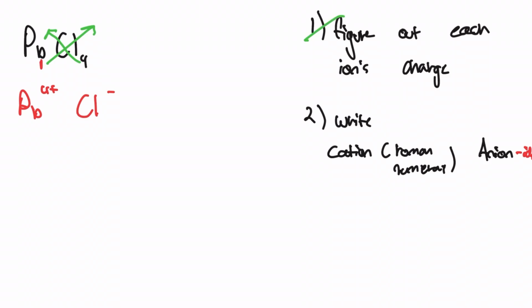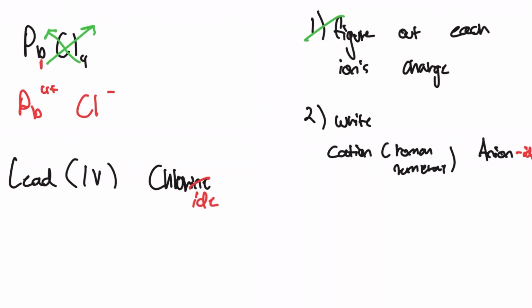And now we can just go to step 2, writing it. We would just write our cation, Pb is the symbol for lead, and then we'd write the Roman numeral denoting its charge, in this case 4. We would then write our anion and replace our ending with "ide." And so our final answer would be lead 4 chloride.